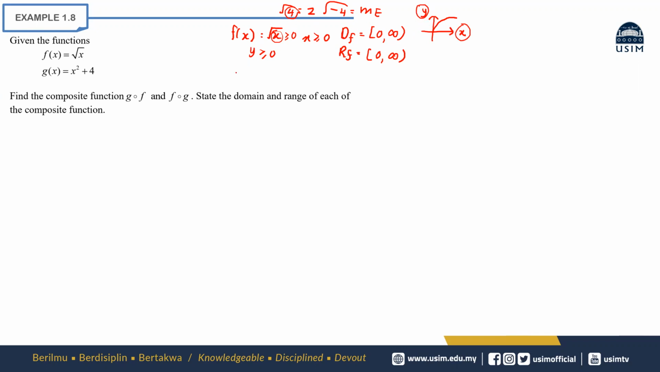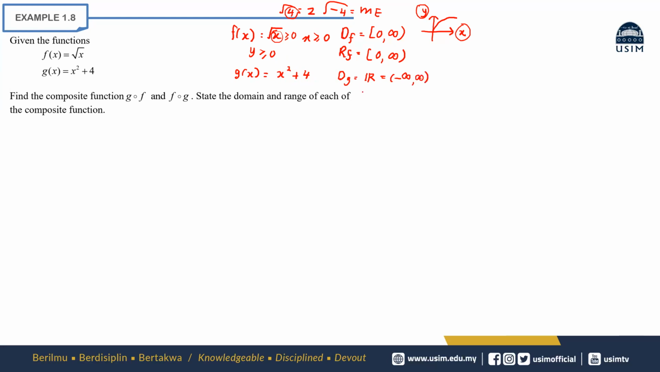Next, g(x). g(x) is equal to x squared plus 4. This is a quadratic function, and we know that for the quadratic function here, there is no interval of x, so automatically we know that the domain of g is the real numbers. What is a real number? Negative infinity to positive infinity.